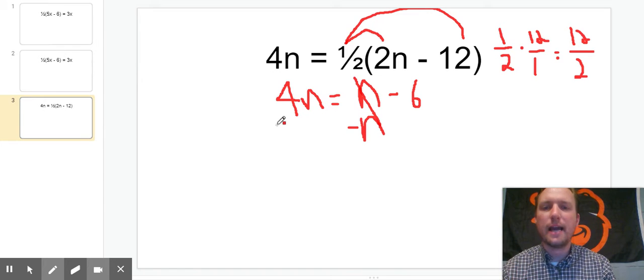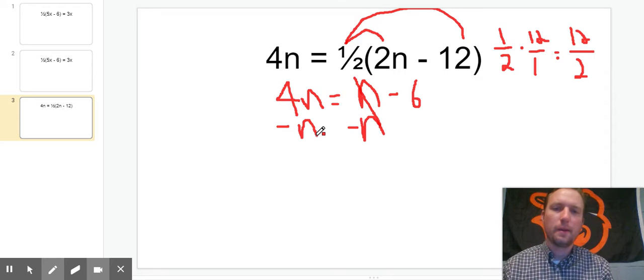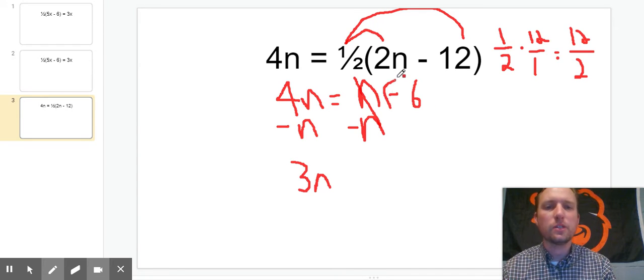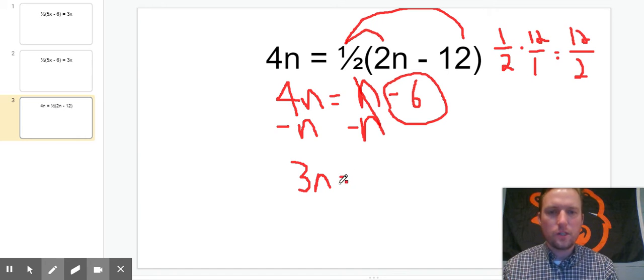And then I can subtract n on this side, and I have 4n minus n, and I would be left with 4 minus 1 would be 3n. And be careful, because this is not just 6, but since it's n minus 6, we need to use this whole negative 6. So it would be 3n equals negative 6.